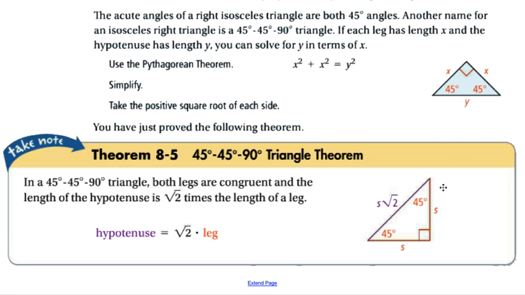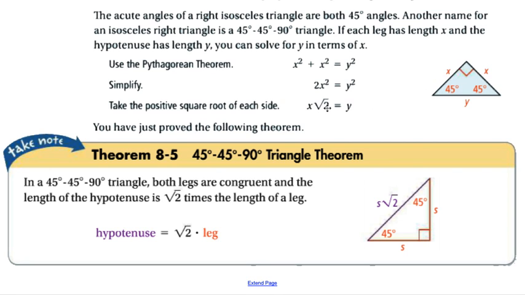And the relationship between those legs and the hypotenuse can be found just using algebra. If we use the Pythagorean theorem, we have x squared plus x squared equals y squared. And combining our like terms, we get 2x squared equals y squared. And then taking the square root of each side, we get y equals x times the square root of 2. So that tells us right there the relationship between the hypotenuse and the length of the sides.